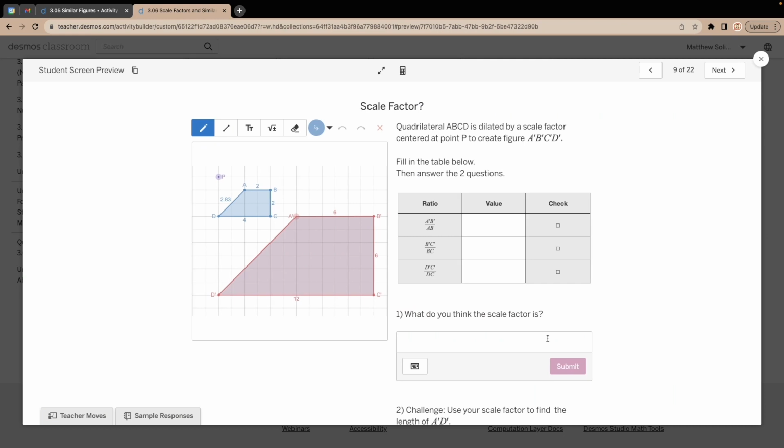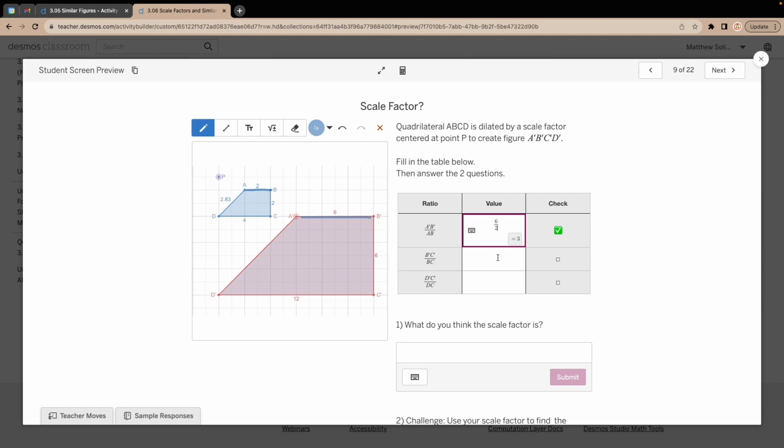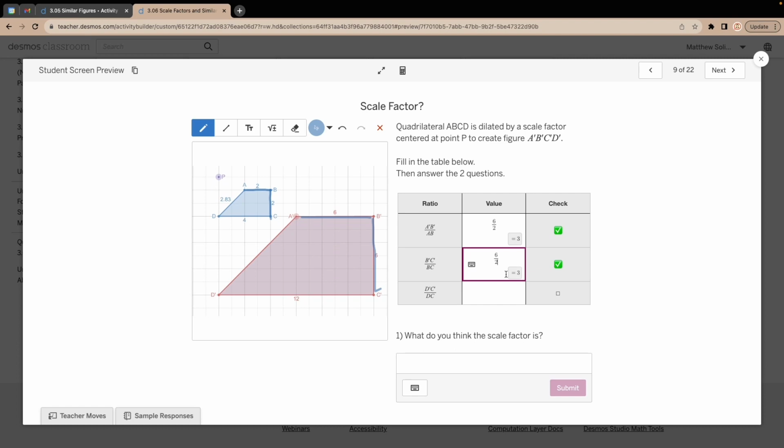All right. So first we start with finding the scale factor. I just want to put a ratio or a fraction, side A prime B prime. So that is 6 divided by AB. AB is 2. 6 divided by 2 is 3. Okay. Now let's look at B prime C prime. That is also 6 divided by BC, which is also 2. So 6 divided by 2, we're going to get 3 again.